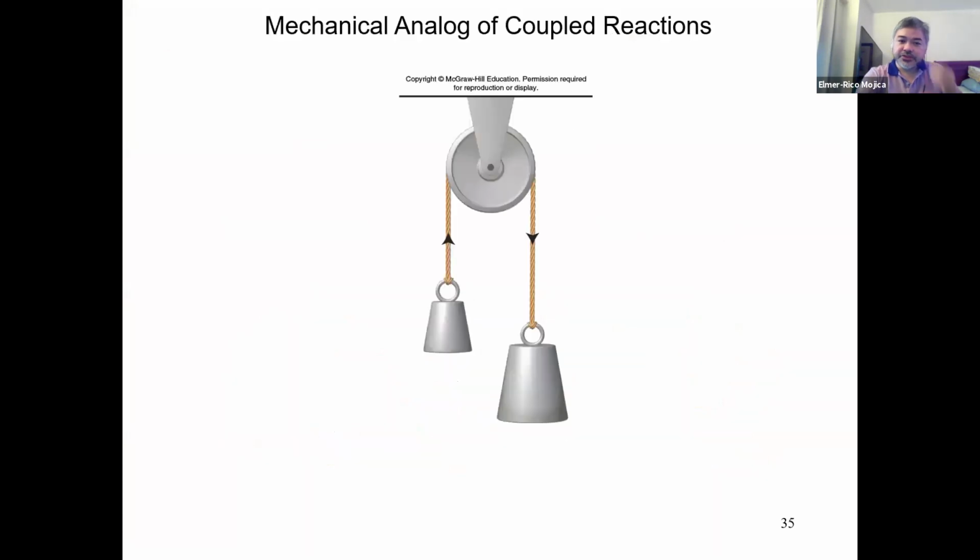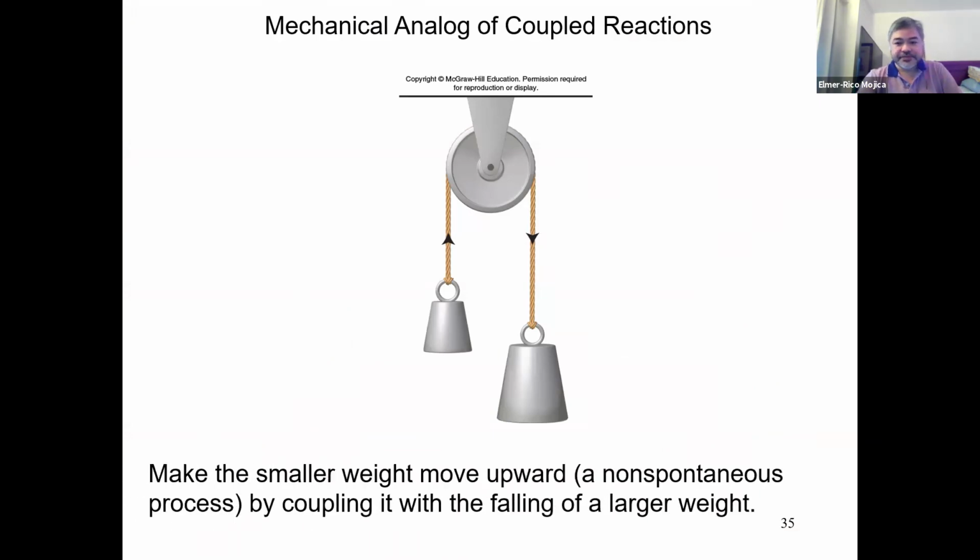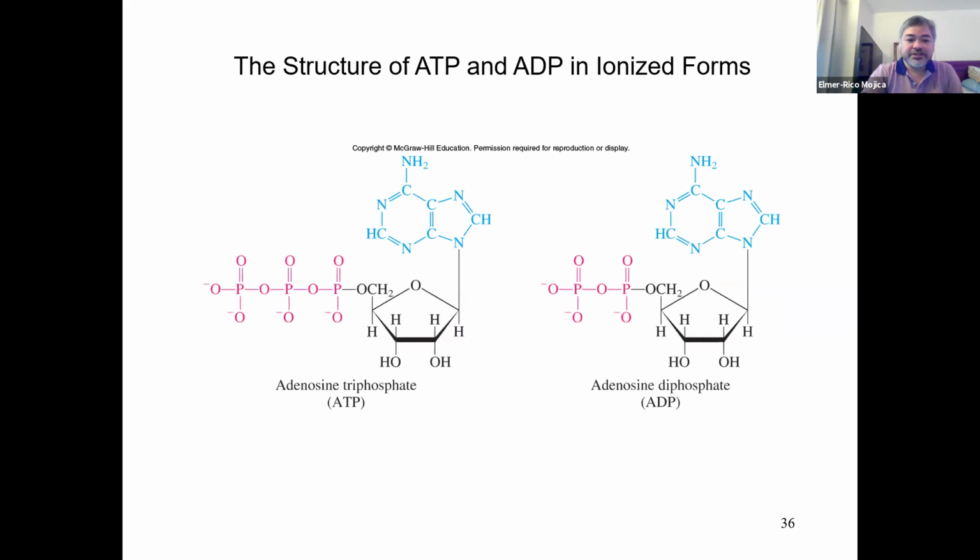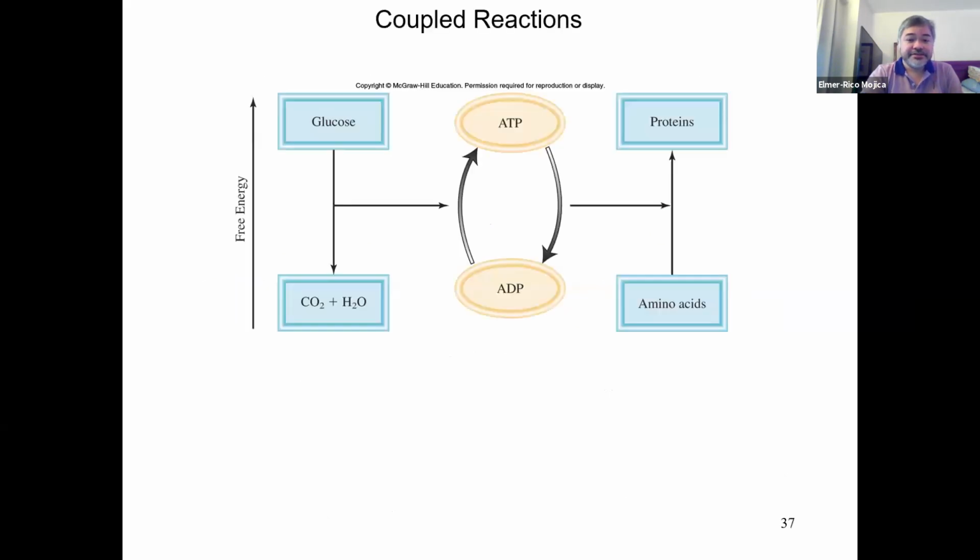So to show you an application of this concept, we have this thing that happens in our everyday life, the so-called coupled reaction. The coupled reaction usually has a smaller weight that moves upward. This is a non-spontaneous process, and you can do it by just coupling it with the falling of a larger weight. And one example that we can have is this so-called ATP and ADP thing. Okay, so as you could see, glucose is the main source of our energy. So it's broken down to give you the ATP, which is the fuel of our body. Now, the fuel of our body would allow us to have amino acids synthesized to form proteins.